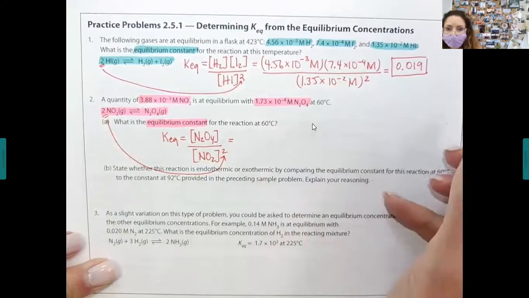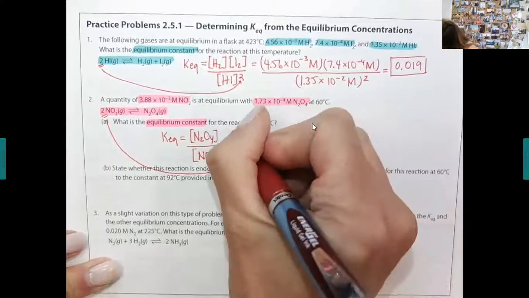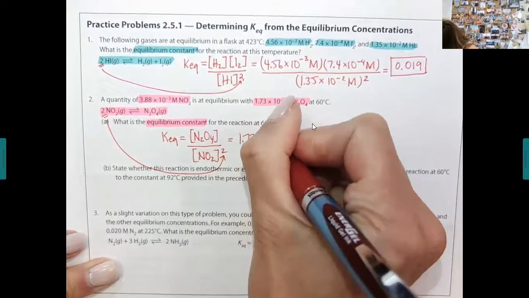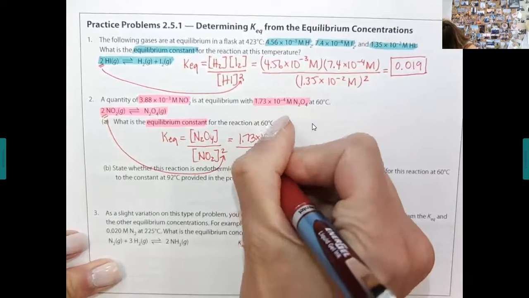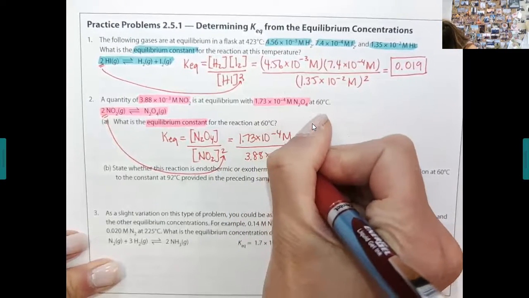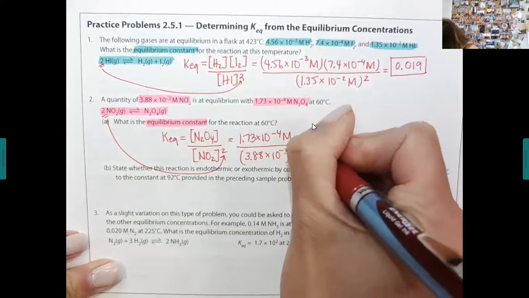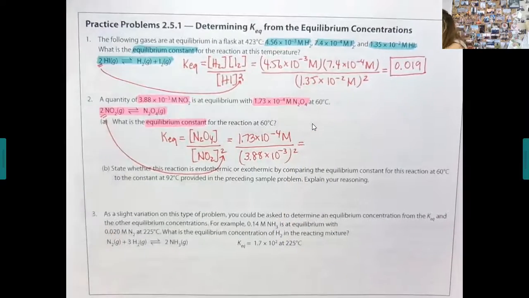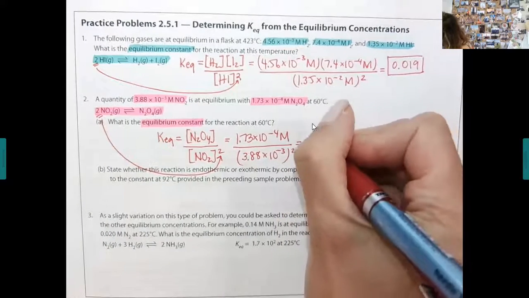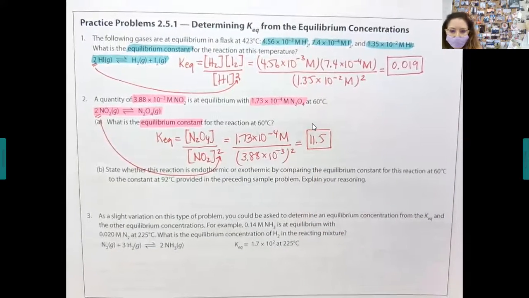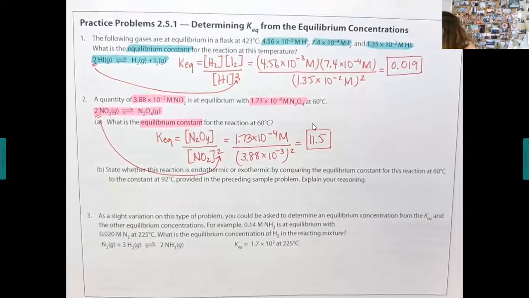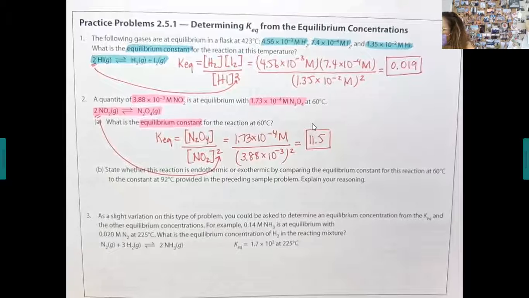Okay, and then we're going to substitute everything in. So this is 1.73, and then 3.88 on the bottom. Okay, and then this is going to end up giving you 11.5, and I just rounded it to 3 sig figs because that was the fewest sig figs that I had in the problem. Easy? Okay, let's do part B.